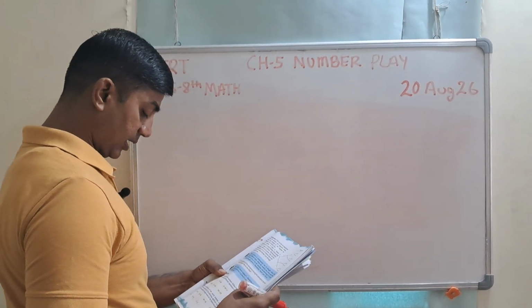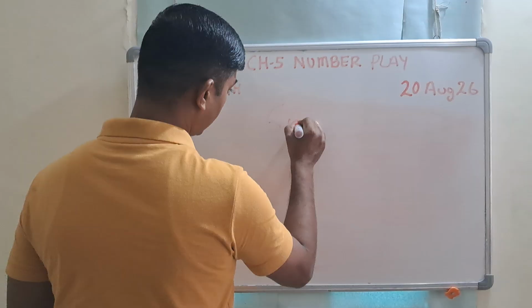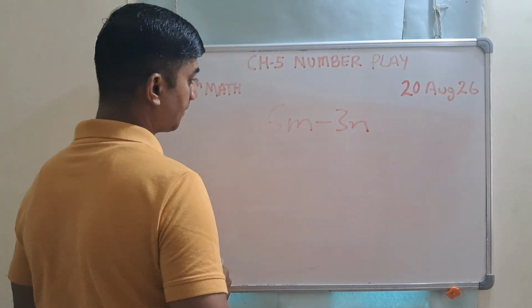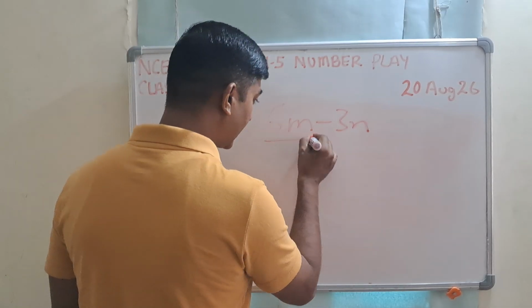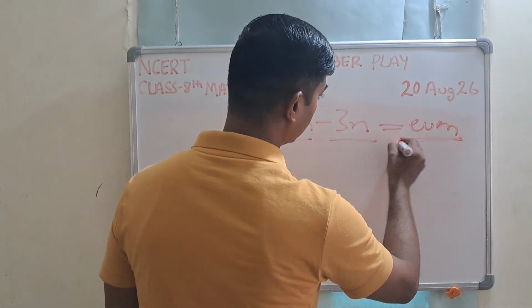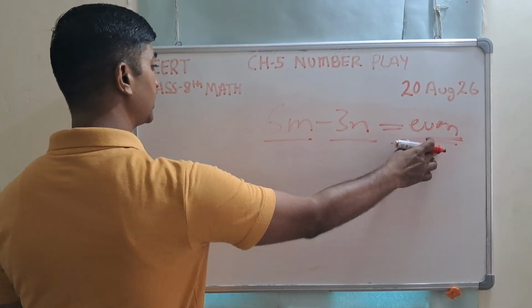Next term is 6m minus 3n. Now see, both are even, so the result is even.